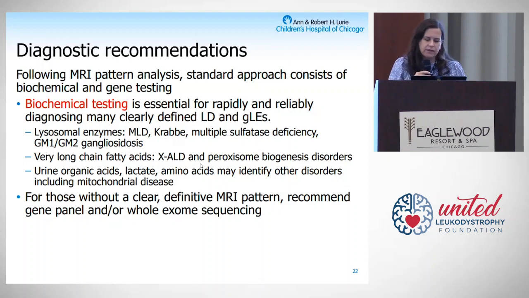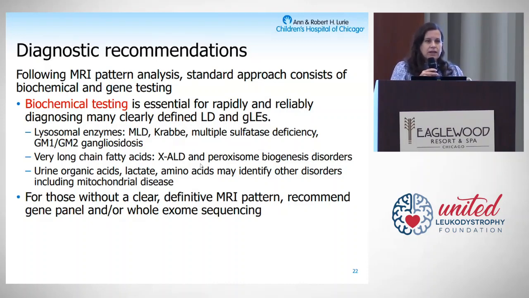So lysosomal enzymes for things like metachromatic and Krabbe, very long chain fatty acids for X-linked ALD and Zellweger's, and then things like urine organic acids, plasma amino acids can identify other genetic leukoencephalopathies that aren't leukodystrophies. And if some of those tests, like the lysosomal enzyme, come back in less than a week, so if you have a specific enzyme abnormality, you can test for that specific confirmatory gene, and it saves a lot of time and money.